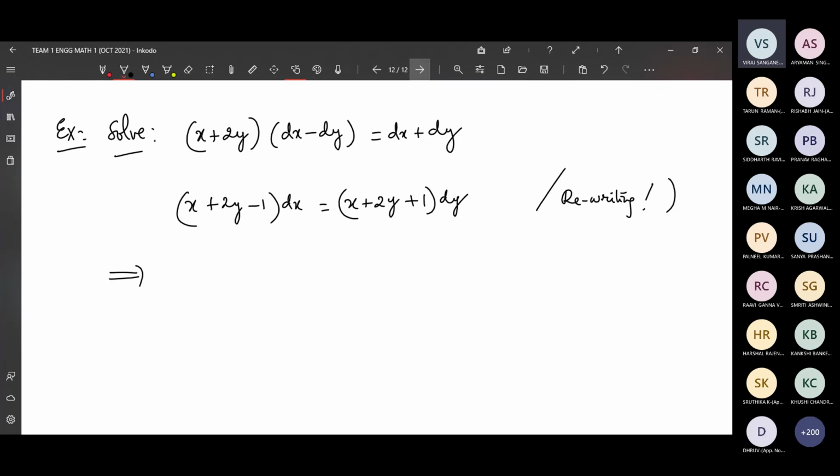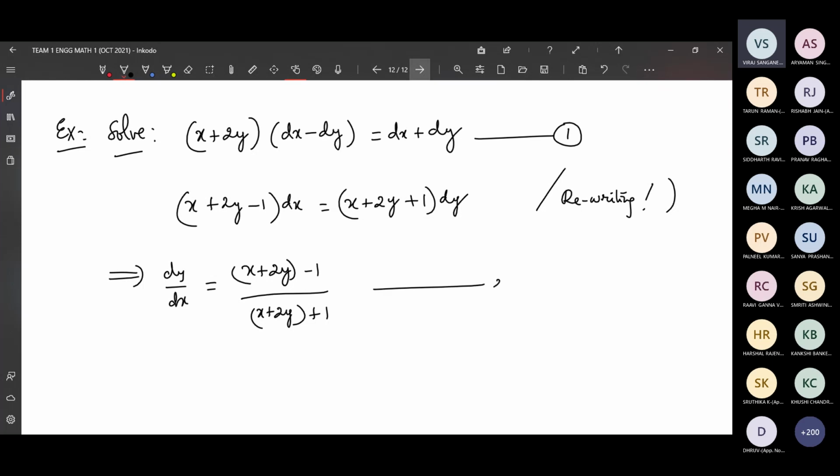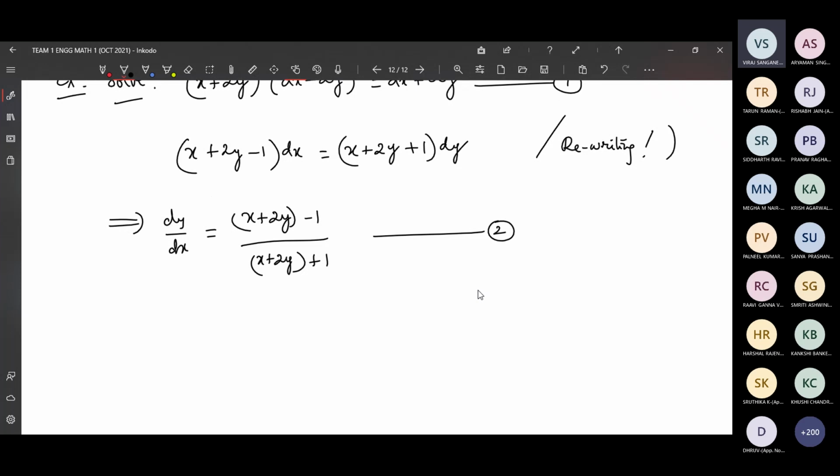So this means dy by dx is x plus 2y minus 1 by x plus 2y plus 1. If we call this equation 1, then this will be equation 2. So what is a common term? You can take it as a new parameter, say t. Easy to convert: t equal to x plus 2y. Your job is easier. t with respect to x gives you 1 plus 2 times dy by dx.